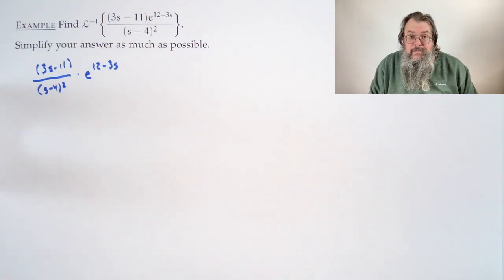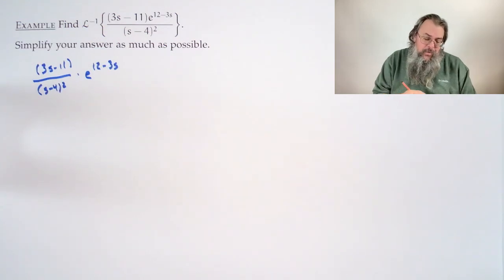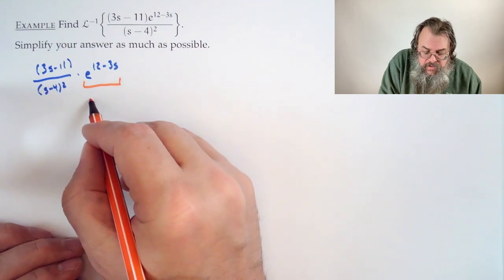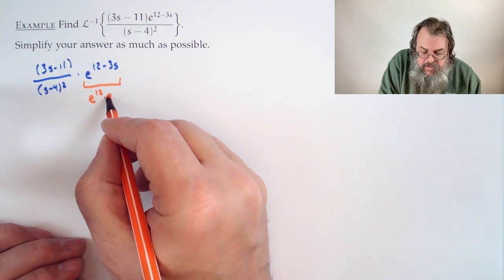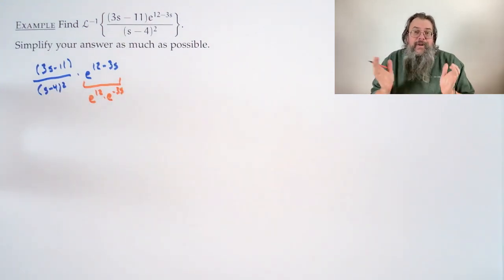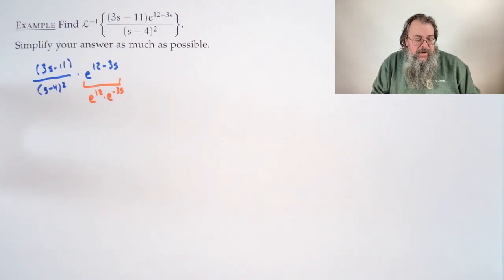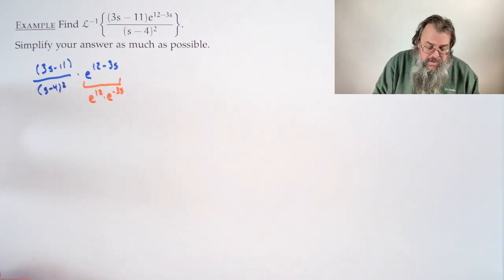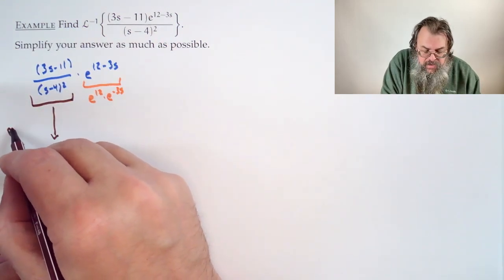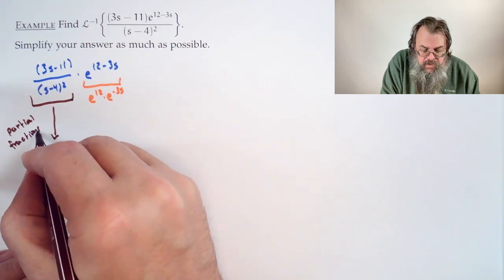Now the exponential part, we'll take care of that really quickly. The thing is, we don't really like it in the form e to the 12 minus 3s. So we're going to rewrite this as e to the 12 times e to the minus 3s. And that 3 there tells us we're going to have a shift by 3 in our answer. Okay, so now for the polynomial over polynomial part, we say, great, this we can run partial fractions on. So that's what we're going to do. Partial fractions, here we come.